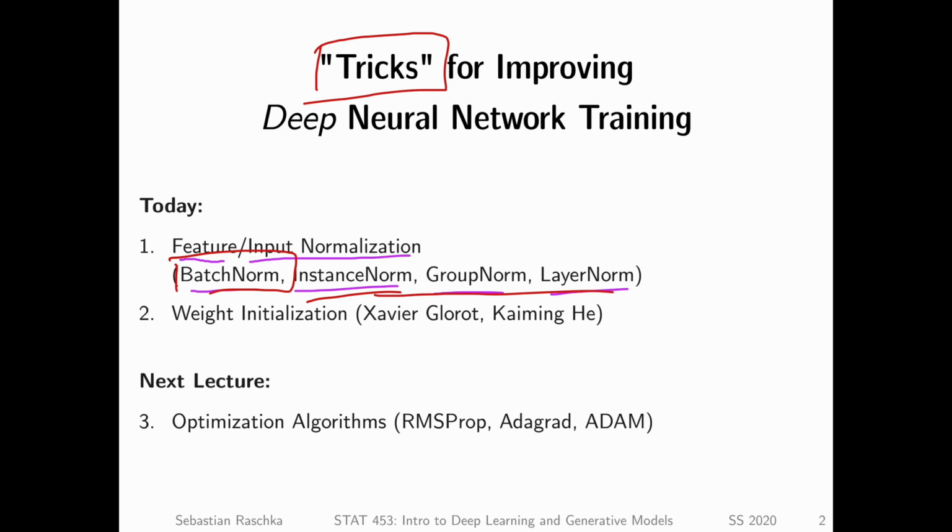The other trick is weight initialization. So in feature and input normalization, the first topic, we'll talk about ways we can scale the inputs to the layers in the network. So that could be the inputs to the first layer, but also the inputs to all the other hidden layers in the network. Weight initialization is closely related to normalizing the inputs. However, this has something to do with initializing the starting weights for our network. They are also important, of course, for eventual convergence.